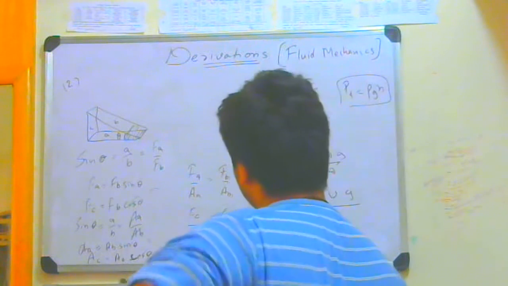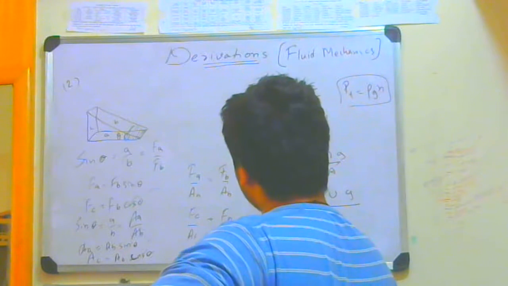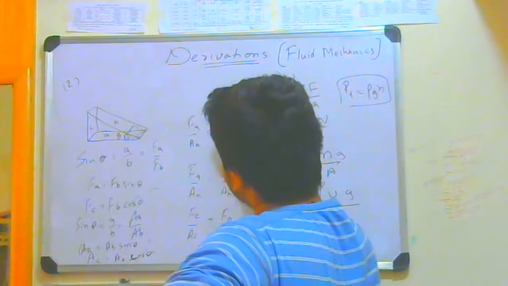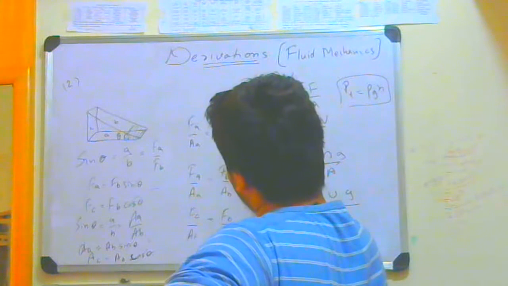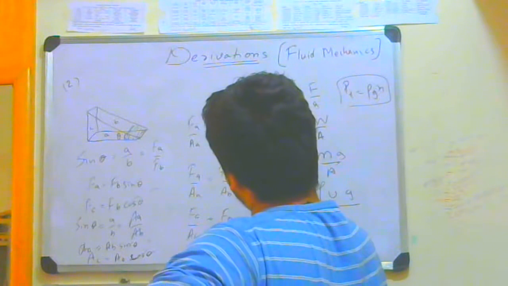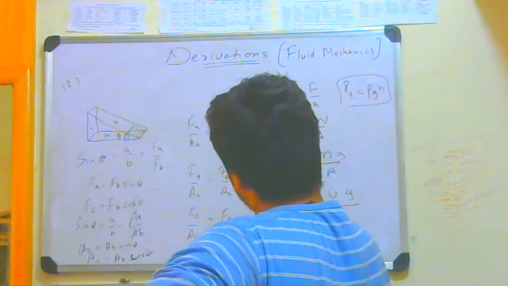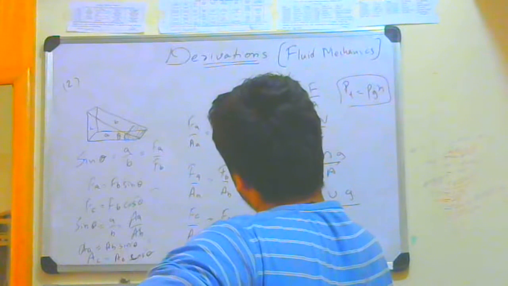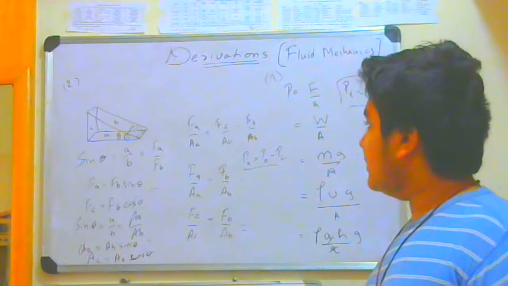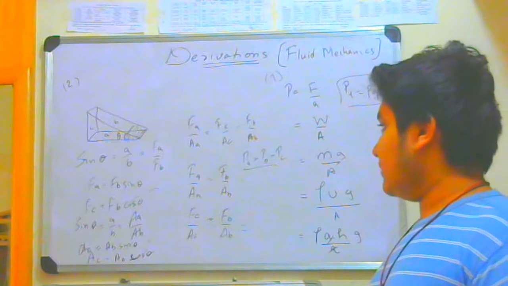From here, since the RHS is equal, I can say FA by AA equals FC by AC, and that is equal to FB by AB. So PA equals PB equals PC, because P is force upon area. That is my Pascal's law without the effect of gravity.